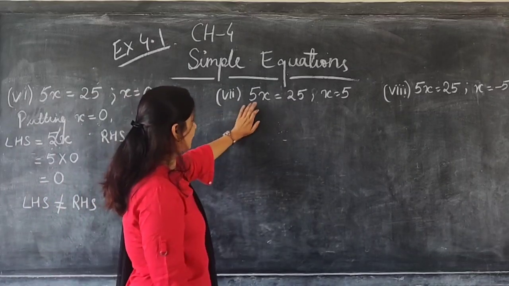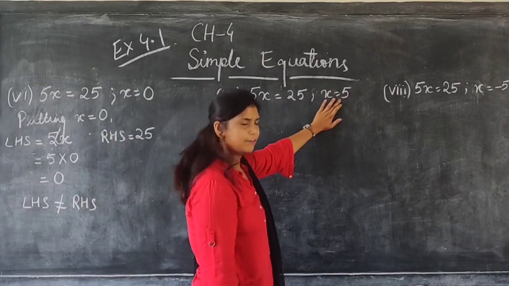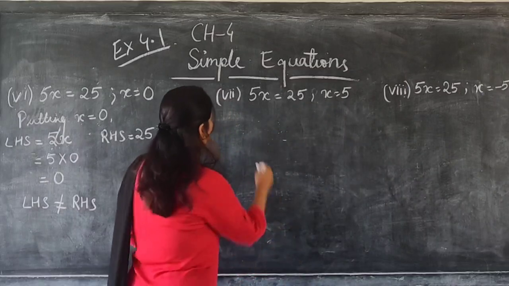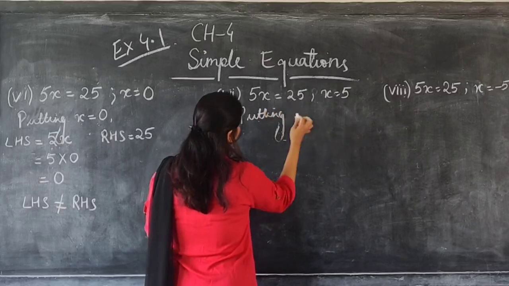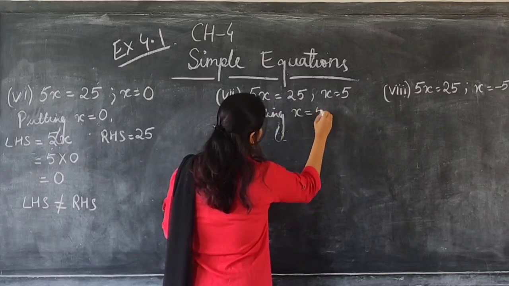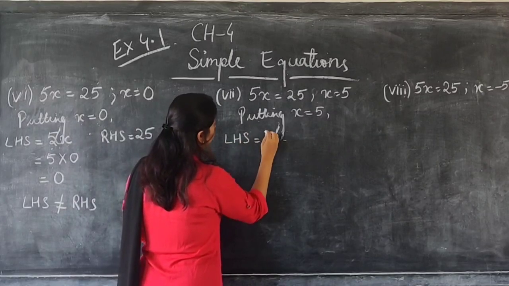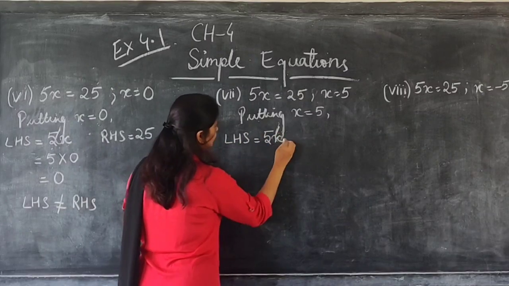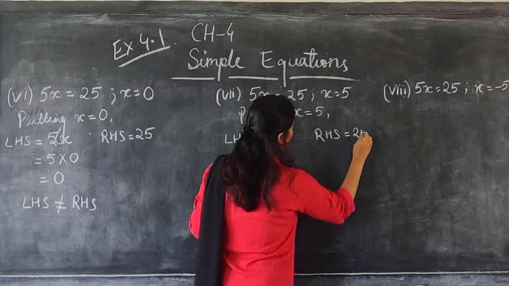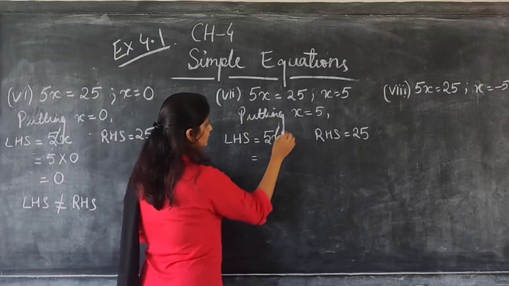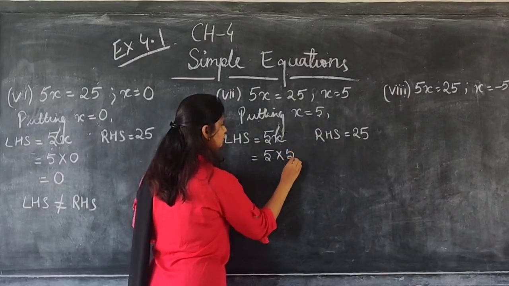Next we have 5x equals 25. Value of x is 5. x equals 5. So write, putting x equals 5. Left hand side equals, write the expression 5x, and right hand side is equal to 25. Now what is x? x is 5.